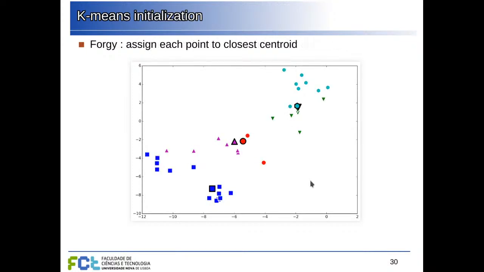Another alternative, so after we do this, we assign examples to each centroid. So here we have this hexagon and the triangle. They are very close together, but the triangle is more on this side, the hexagon here, then the red circle here, this purple triangle here, and the blue square. So these are the 5 initial clusters that we can create by choosing points at random.